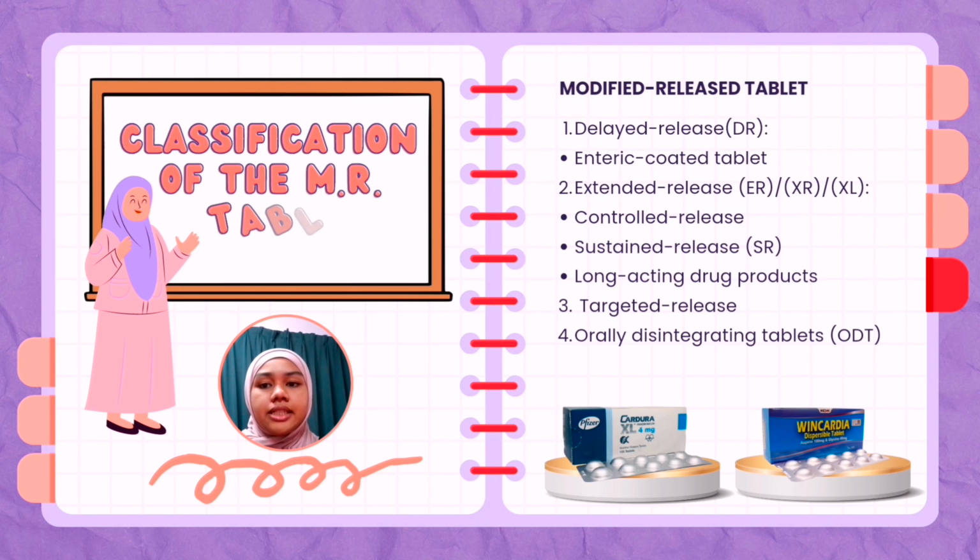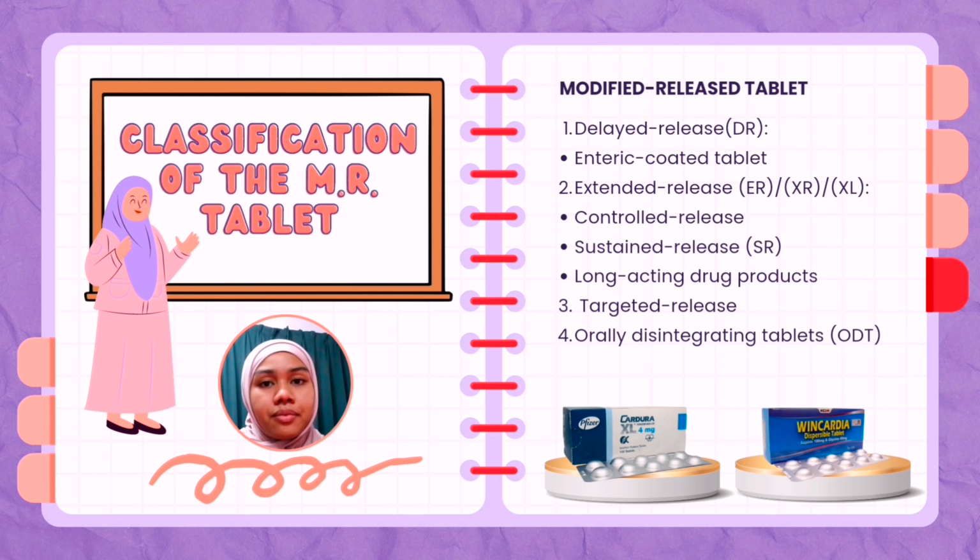There are a lot of classifications in the modified release tablet. The first one is delayed release, which consists of enteric coated tablets. The second one is the extended release, also known as ER, XR, or XL on the packaging, as shown in the example below. This extended release consists of controlled release and sustained release, as well as long-acting drug products. The third one is targeted release, and last but not least is the oral disintegrating tablet, which is to be absorbed on the tongue directly into the blood circulation.